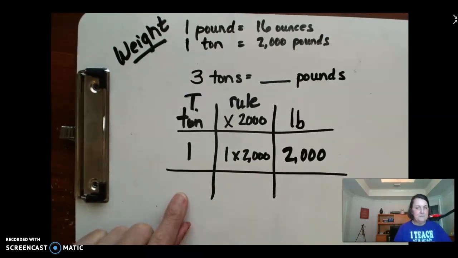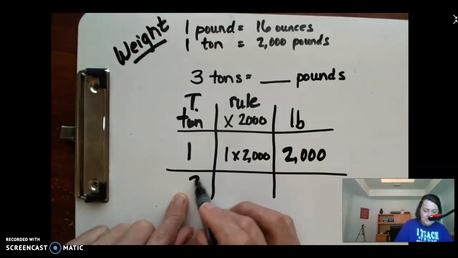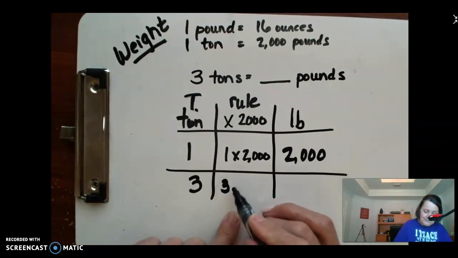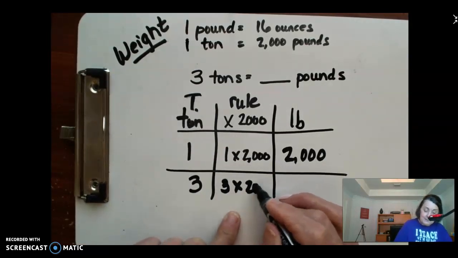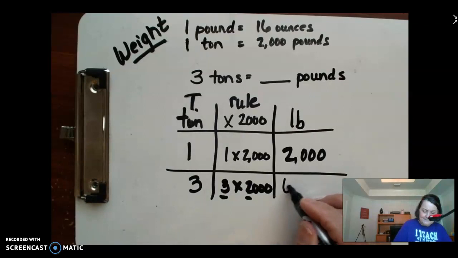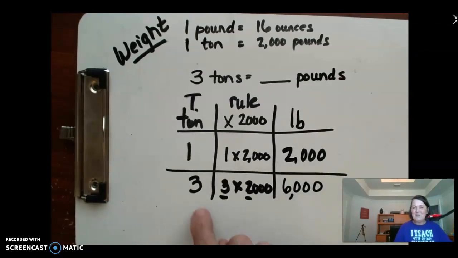Okay, let's see, what did you put here in the tons column? Hopefully you put the 3. And then you can do your expression. 3 times 2,000. And we know that 3 times 2 is 6. And then we can shift 3 zeros to the left. So now we know that 3 tons is equivalent to 6,000 pounds. Yay! You ready for another one?